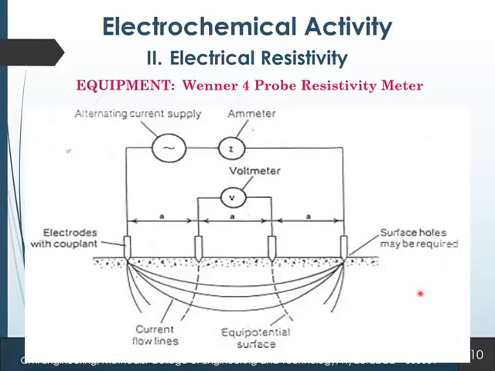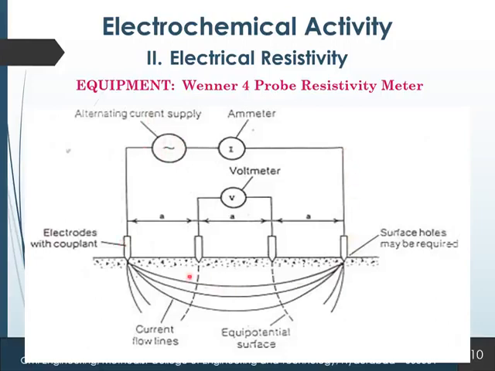The Werner 4 probe resistivity meter has these 4 probes. The inner probes are connected to the voltmeter and are at a distance A. The outer probes are also at a distance A from the inner probes. The outer probes are connected to an ammeter to measure the current flow, and these are connected to an alternating current supplying source. So when an AC current source is supplied, current flows.